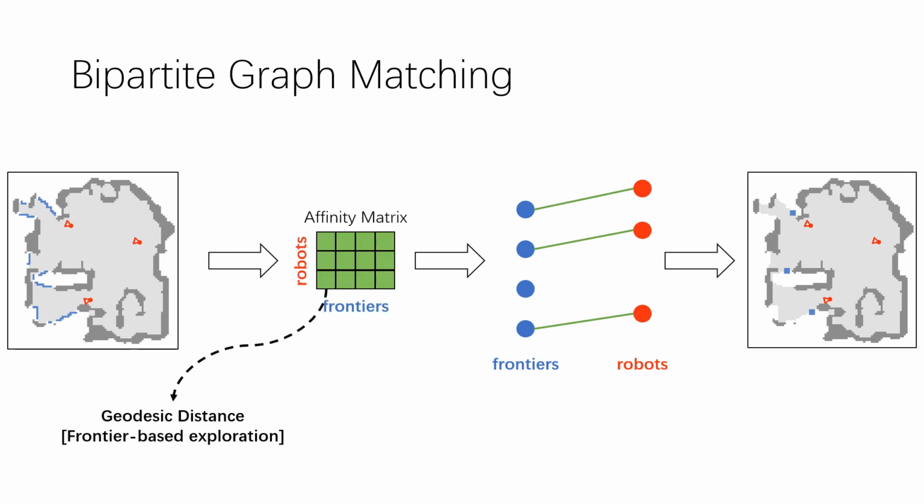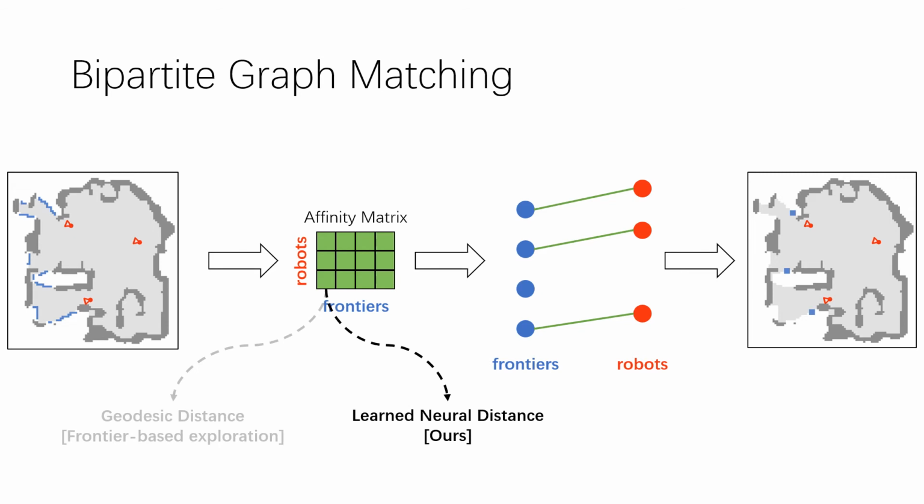The key issue for bipartite graph matching lies in the computation of the affinity matrix between two sets of nodes. The traditional frontier-based approaches can be considered as handcrafting the affinity matrix with the geodesic distance between robots and frontiers, which limits the time efficiency of active mapping. In our algorithm, we propose the global planner that learns the neural distance optimized by maximizing the long-term value that favors time efficiency and map completeness via reinforcement learning.